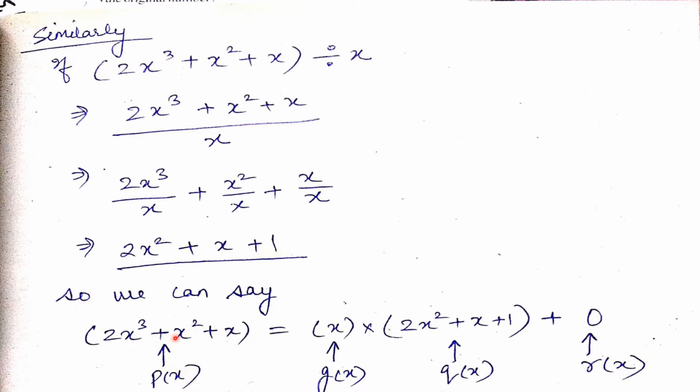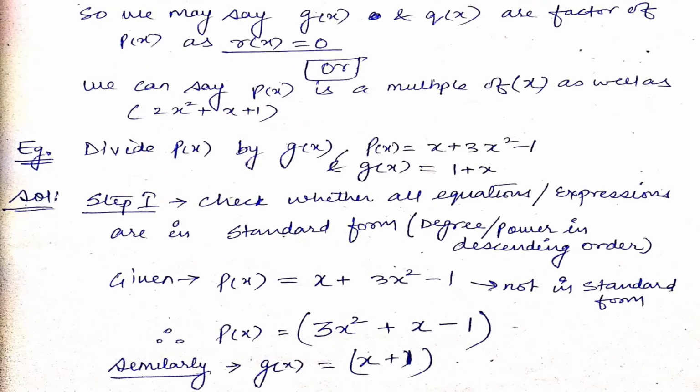So we can say this number 2x^3 + x^2 + x, which is our dividend, is equal to x, which is the divisor, into this thing which is your quotient, plus 0. Understood? Simple. Now see. So we can say g(x) and q(x), that is the divisor and quotient, are factors of the dividend, which is p(x) in this case, as r(x) is equal to 0. Or we can say that p(x) is a multiple of x as well as this thing. Same thing we have done before, multiples and factors, no issue.